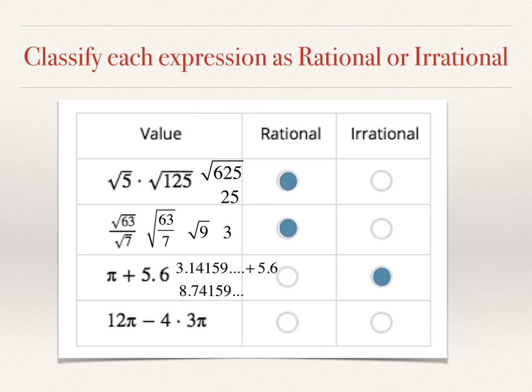Now the next example, we follow order of operations and we multiply before we subtract. And any number minus itself is 0. So the irrational number 12 pi minus itself is rational.